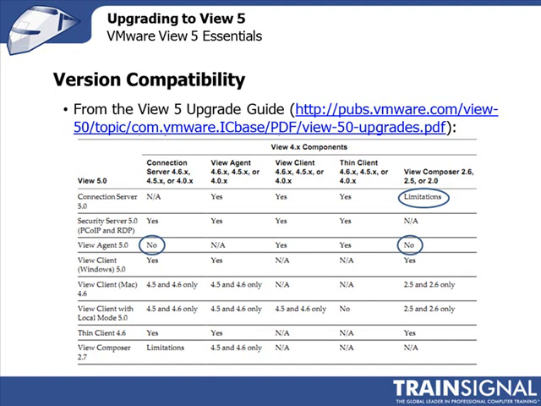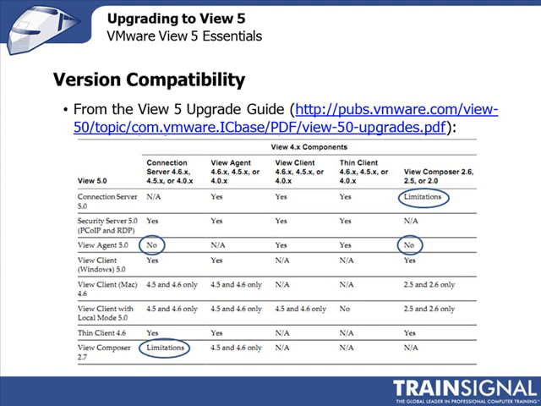Next is the Vue Agent 5.0, which has no compatibility with the connection servers of 4.x or the Vue Composer versions from 2.0 to 2.6. Given these limitations, we'll want to upgrade our connection servers and our Composer servers before upgrading the agent.